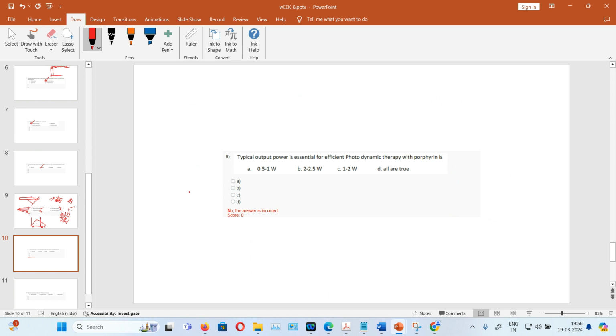The typical output power is essential for efficient photodynamic therapy. This is a direct question which can be answered if you see the lectures. For photodynamic therapy using porphyrin, it comes to about 1 to 2 watts.